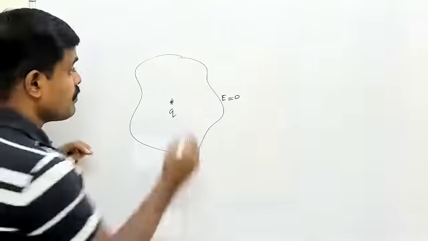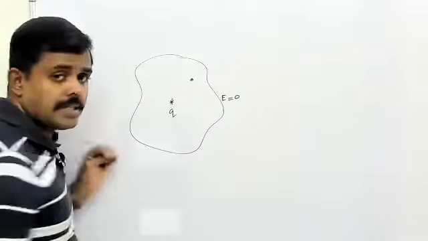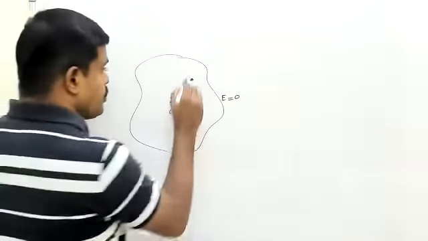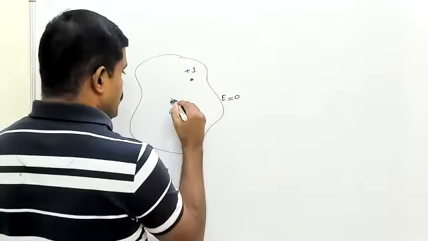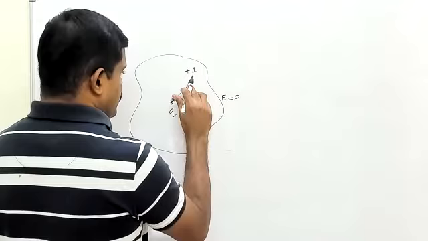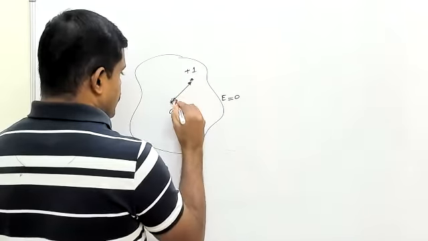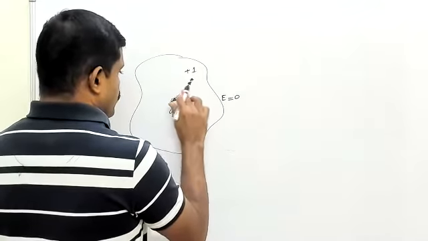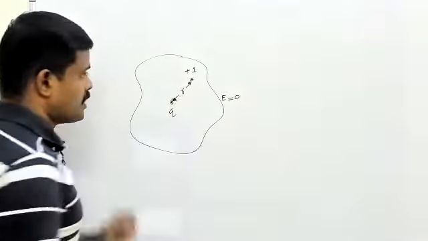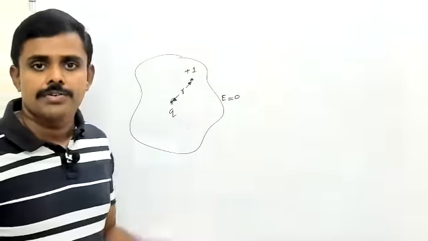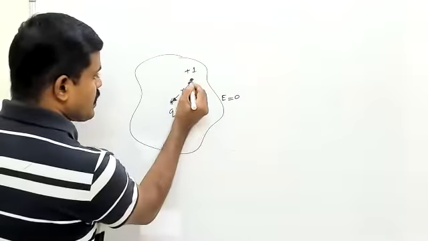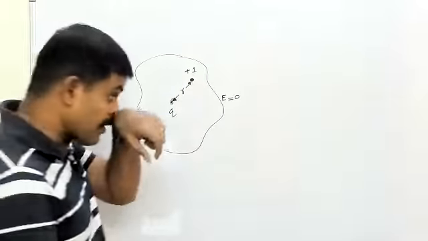So how do you find the field here? There is a technique that is used across the world. You should put a plus 1 coulomb. I just want to find the field here. What is my intention? I need to find the field here. So how do I find it? I just put a plus 1 there and I find the force on it.